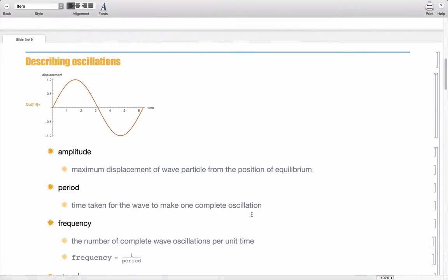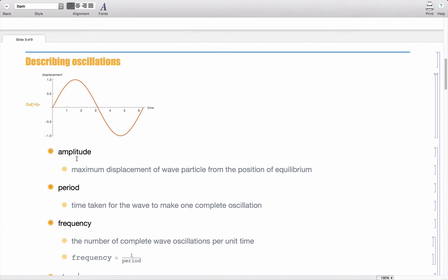Now, we're going to go into some terms that are used to describe oscillations. Oscillations in general follow a sinusoidal function. So the terms used to describe oscillations are similar to the terms used to describe waves. We have the amplitude, which is the maximum displacement of a wave particle from the position of equilibrium. So the displacement from the equilibrium to the maximum displacement is called the amplitude.